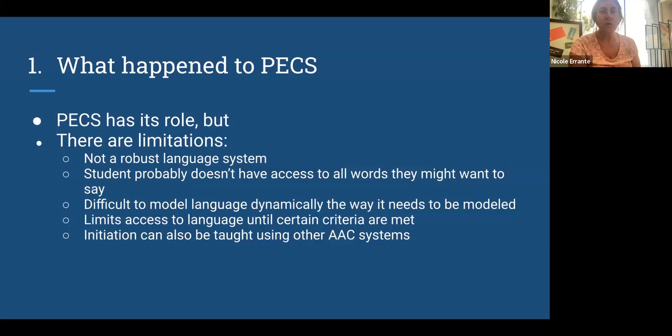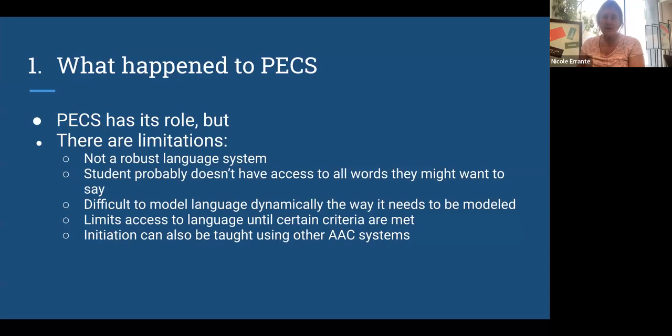And, you know, it has a role of teaching initiation to some kids, but it's kind of less used in our district now because of the limitations. So it's not as robust. It's really hard for modeling. The student might not have access to all the words they want to say. So maybe it has a picture of crackers and they like crackers, but it doesn't have a picture of hungry or mad because there's no crackers.